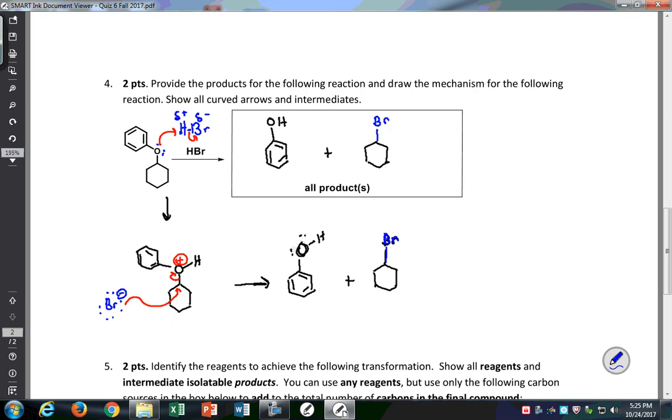So let's pretend that this was this. Again, our mechanism. Our first step is the protonation because these are acidic conditions. So we don't form negative charge in acidic conditions. Our bromine can attack either of those partial positive carbons.